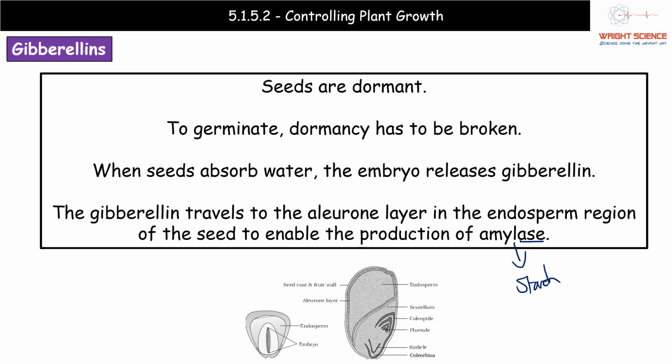That means that we've then got the sugars available for respiration to then provide that ATP necessary for all of those processes for our plant to undergo growth.